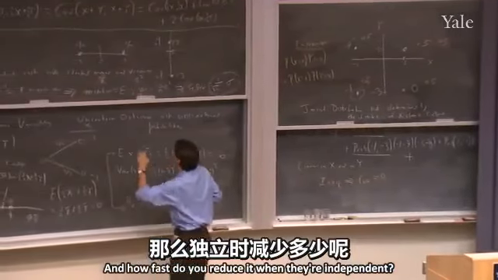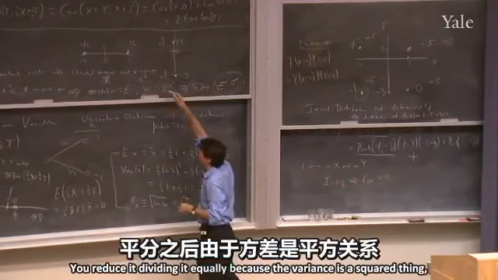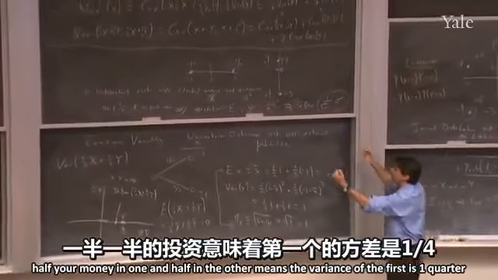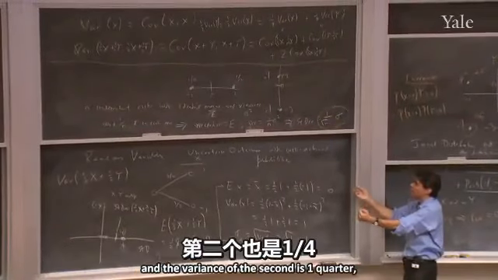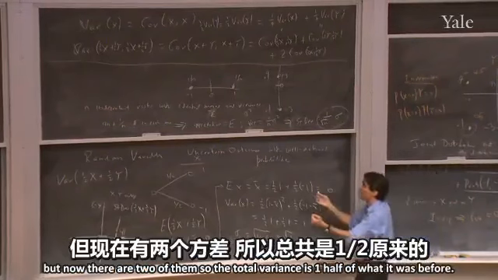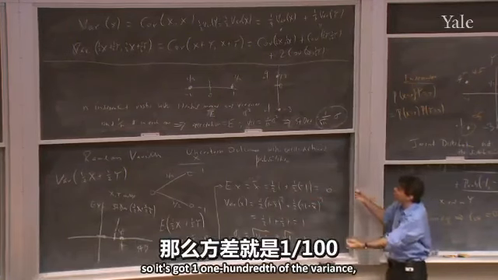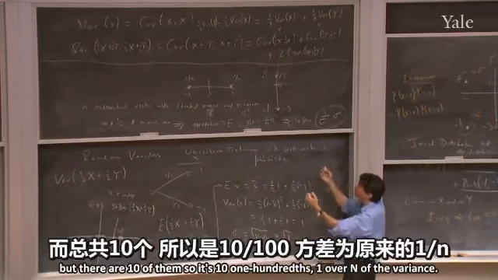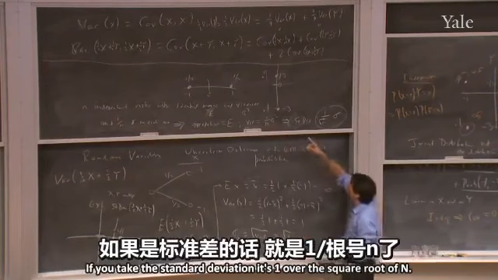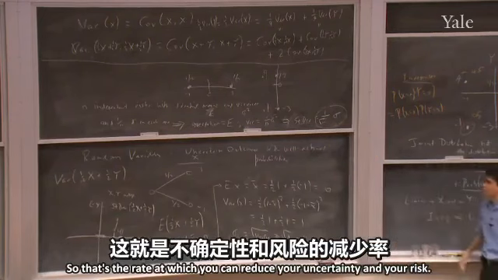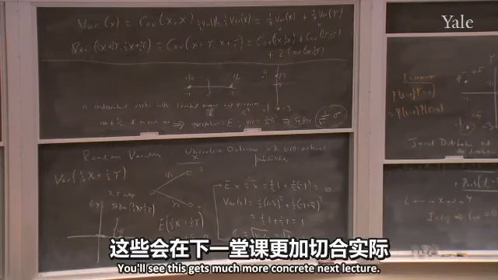Okay, and how fast do you reduce it when they're independent? You reduce it by dividing equally, because the variance is a squared thing. Half your money in one and half in the other means the variance of the first is a quarter, and the variance of the second is a quarter, but now there are 2 of them, so the total variance is a half of what it was before. If you have 10 of them, each one is a tenth of the money, so it's got 1/100th of the variance, but there are 10 of them, so it's 10/100ths, 1 over n of the variance. If you take the standard deviation, it's 1 over the square root of n. So that's the rate at which you can reduce your uncertainty and your risk. You'll see this gets much more concrete in the next lecture.